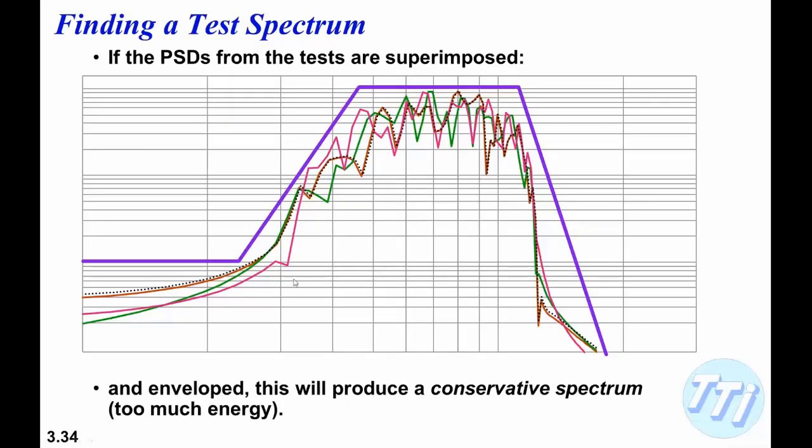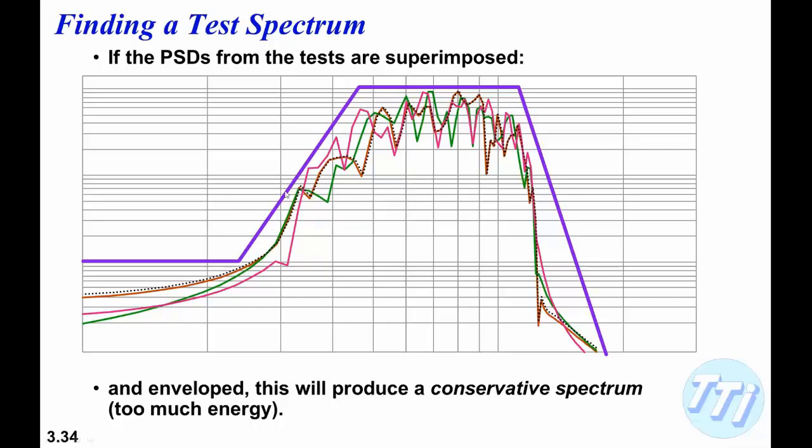So what we want to do then is to envelope the spectra. And one of the possibilities is this: just get out our fat pen and draw a line around that covers all of the possibilities. What's wrong with this? Obviously, this is an overtest. Everywhere where the purple line is above the envelope of the actual input spectra, this is going to be an overtest.